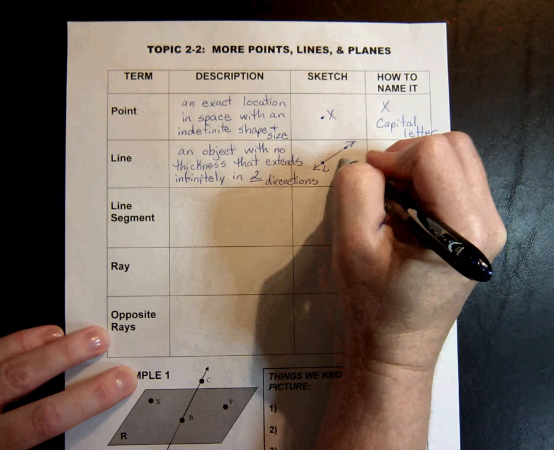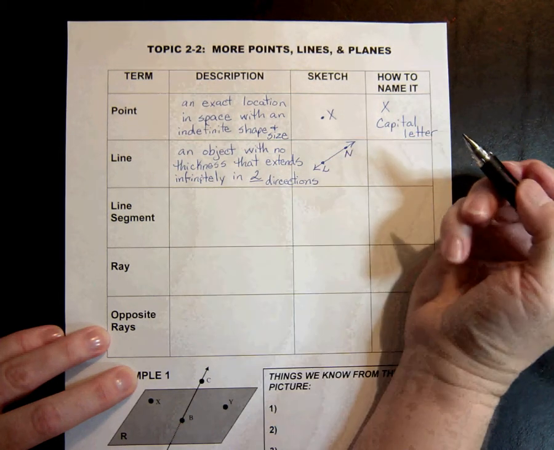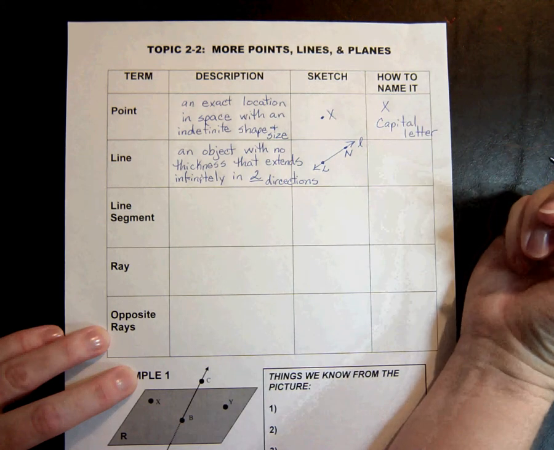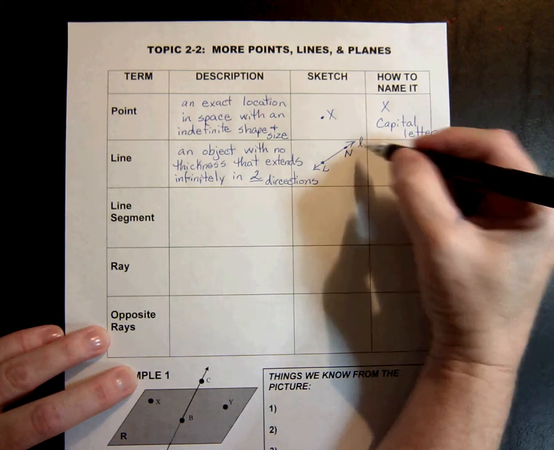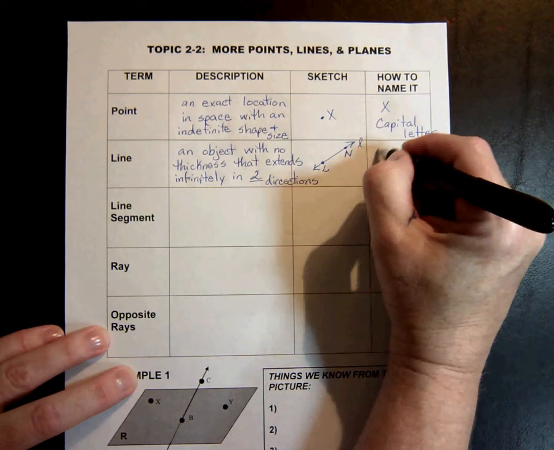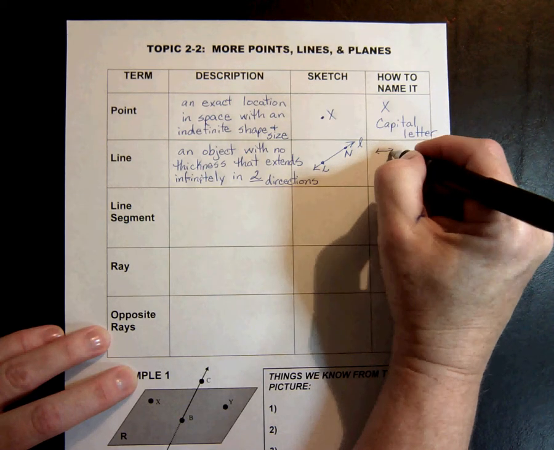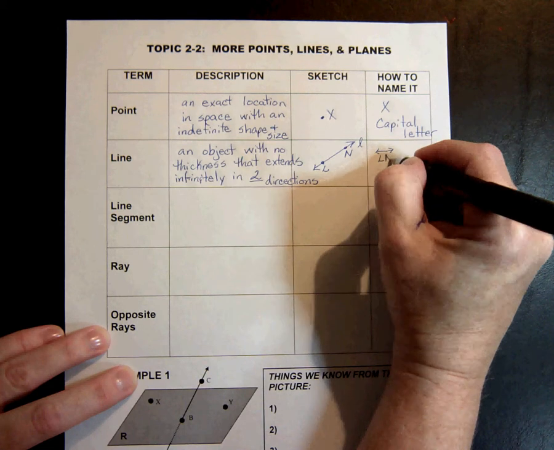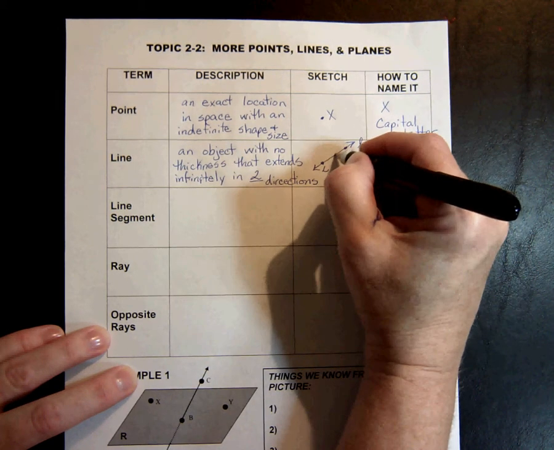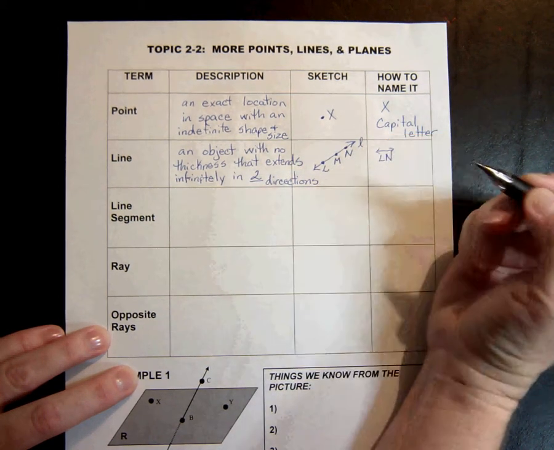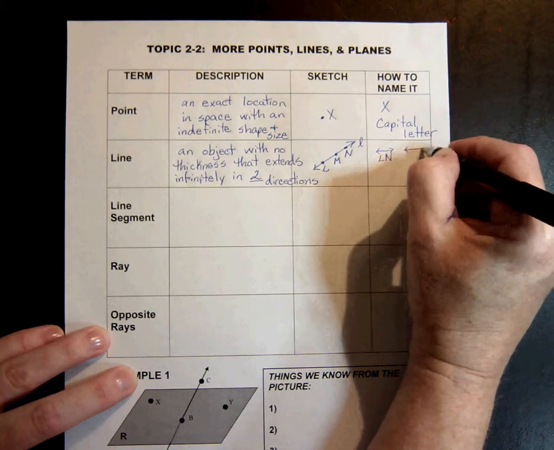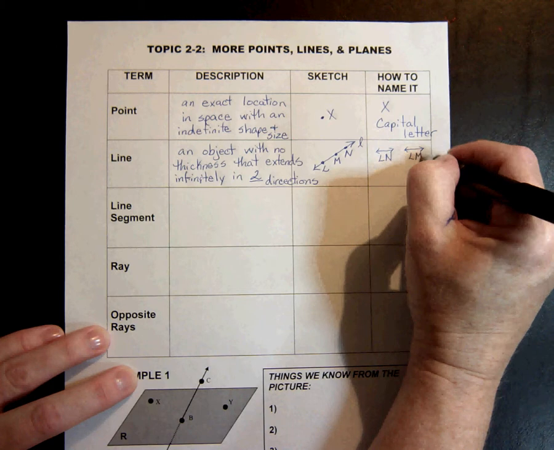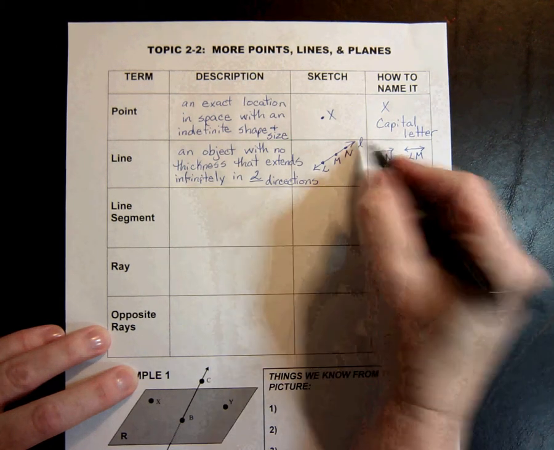Line LN could be an example, or you could name it, usually just lowercase cursive, with the line L. When you name it, make sure you put the arrows above it. This could be LN. If there was a point in the middle, like an M, you could also name it with the line that's going to continue on forever, LN, either one. And then also line L.